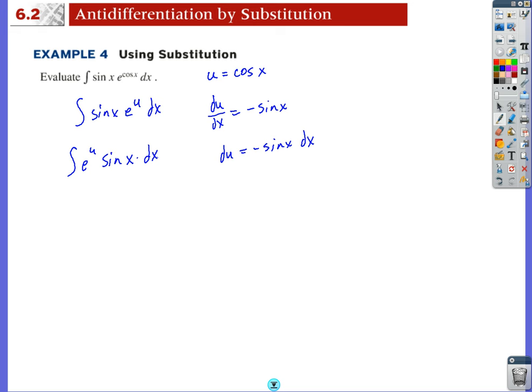Oh, look, this is really close. Look, I can substitute almost again. Look how close that is. Only difference is this negative. Oh, well, I can go ahead and multiply by a negative 1 on both sides, so negative 1 du is equal to sine x dx. So now I can go ahead and take that and substitute negative 1 du for it. Oh, okay. e to the u times negative 1 du.